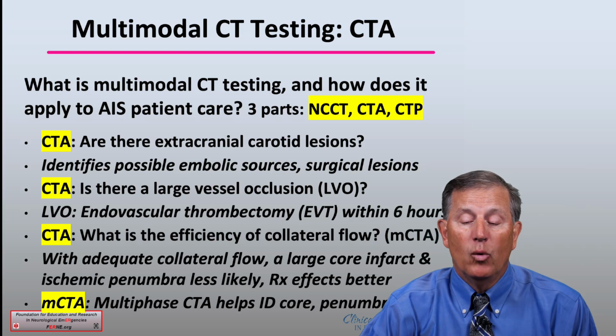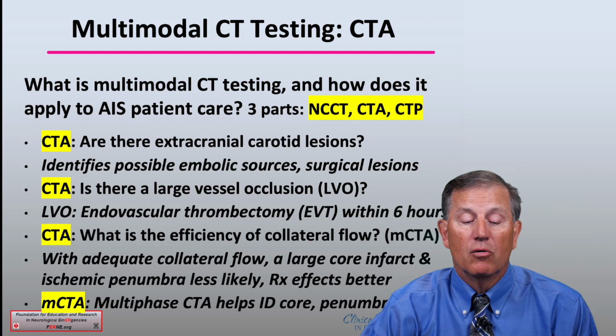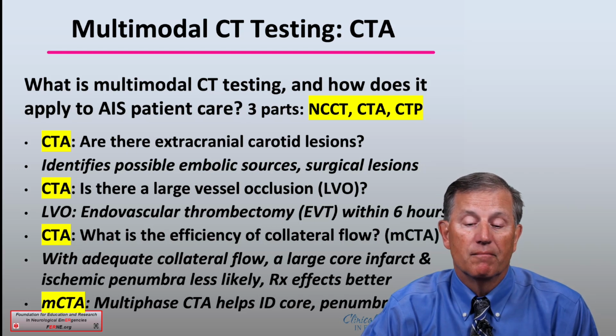And with CTA, we can also look at the efficacy or efficiency of collateral flow. In other words, with collateral flow that is adequate, a large core infarct is less likely, and an ischemic penumbra is more likely to benefit from acute therapies. Lastly, the multi-phase CTA helps to identify which is the core lesion or infarct and which is the ischemic penumbra, which is of most benefit or will benefit the most from our acute therapies.